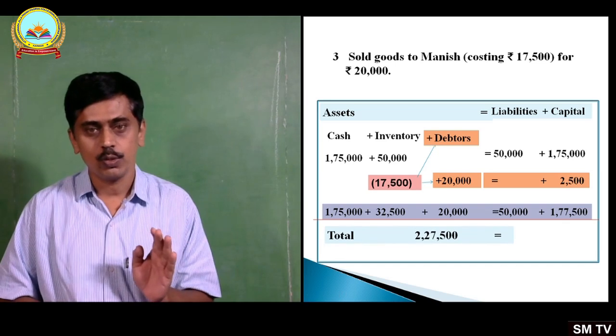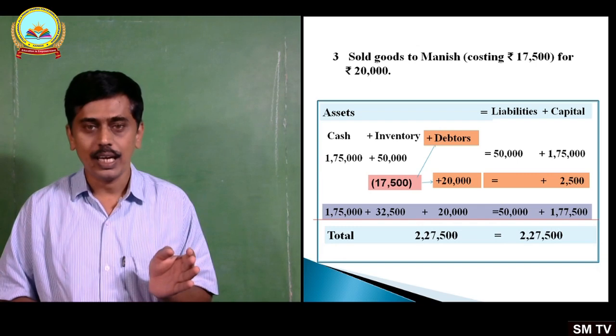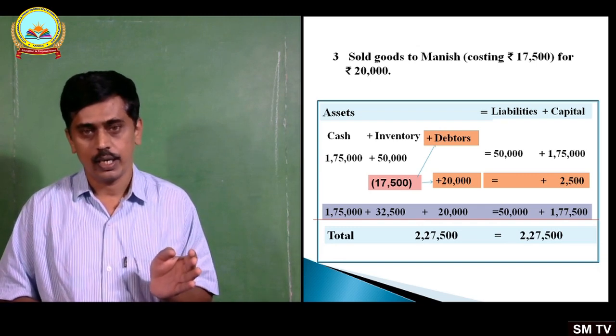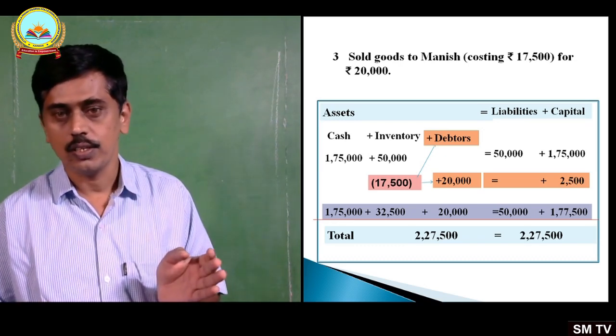1,75,000 plus 32,500 plus 20,000. How much does it come to? It comes to 2,27,500. Isn't it? Just check it.